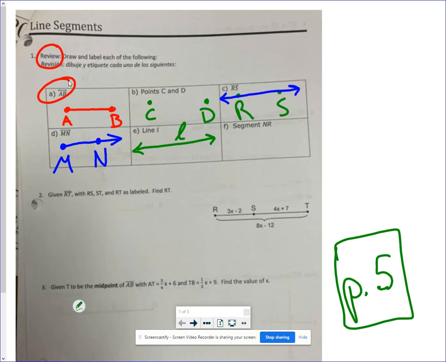So the next one says segment NR. For a line segment, you have dots. It's only a segment of a line. So that's segment NR.